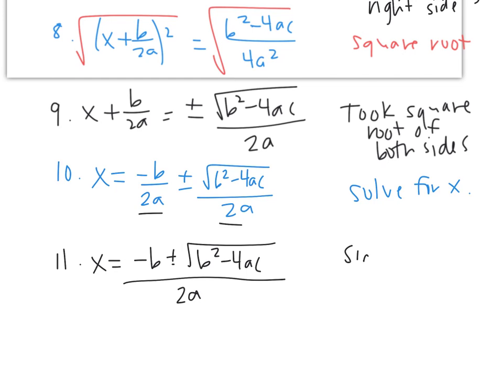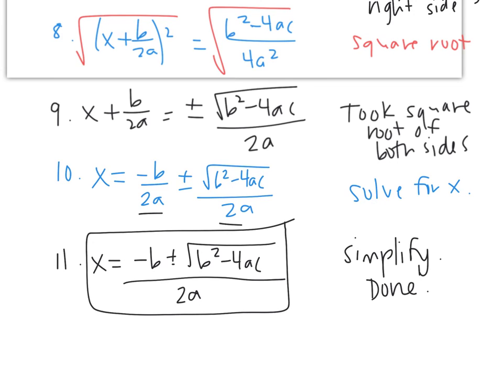So I simplified, and I'm done. That's the quadratic formula. So again, the quadratic formula is derived from a general or generic quadratic equation. When we try to complete the square, we end up getting the quadratic formula, and that's where it comes from, and it can work to solve any quadratic equation.